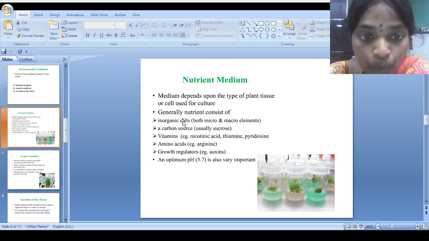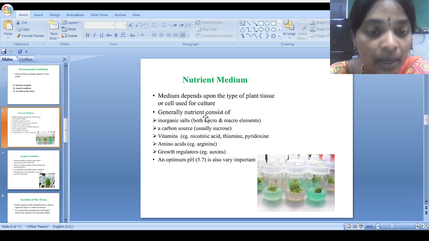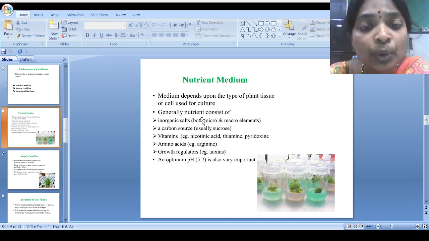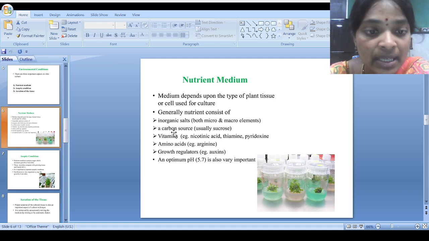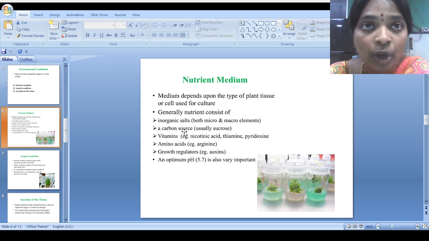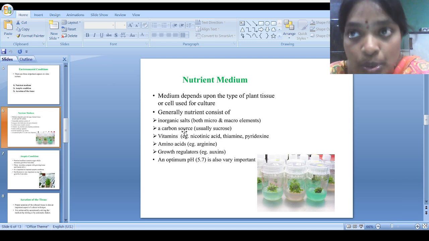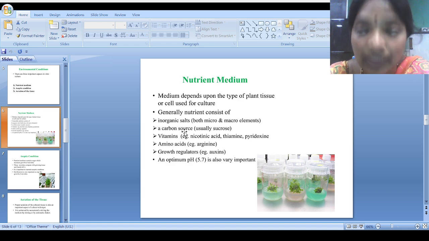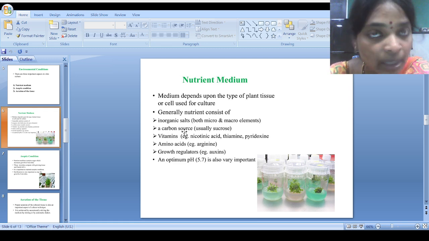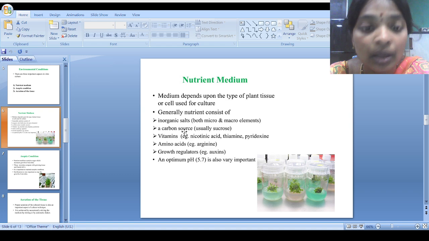Generally, they require inorganic salts, both macro and micro elements, like potassium iodide, calcium chloride, cupric sulfate, cobalt chloride, magnesium sulfate, manganese chloride. In that way, we have micro as well as macro elements. Next, carbon source. The best carbon source for in vitro cultures is sucrose. We have to maintain 2% or 3%. 2% means 2 grams per 100 ml of media, and 3% means 3 grams per 100 ml, that is 30 grams per 1000 ml of media.